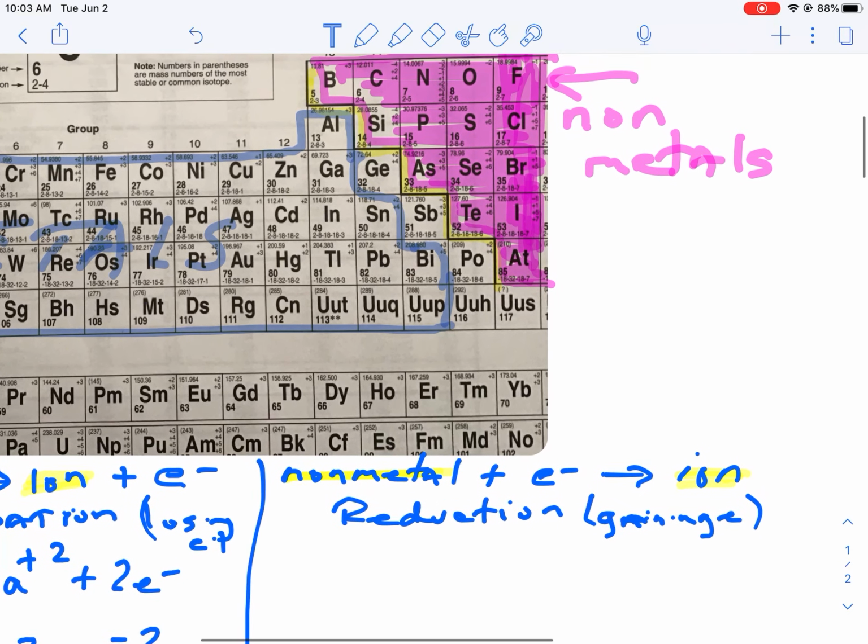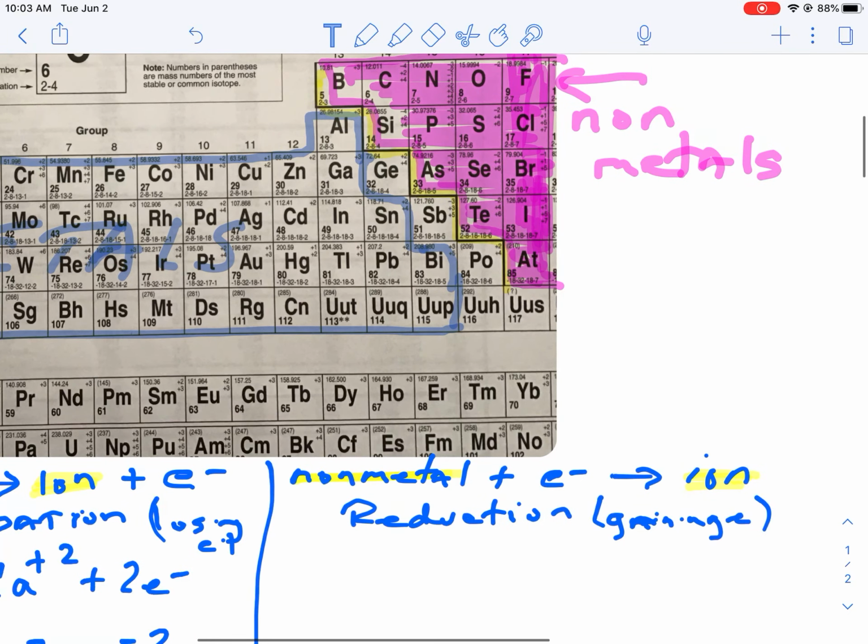With a nonmetal, we have to just be on guard. There are 7 diatomics listed, and I'm going to pick a diatomic. I'm going to pick hydrogen. We have to know that hydrogen, when we write it, is going to be H2. That's how we write hydrogen in its normal elemental state.